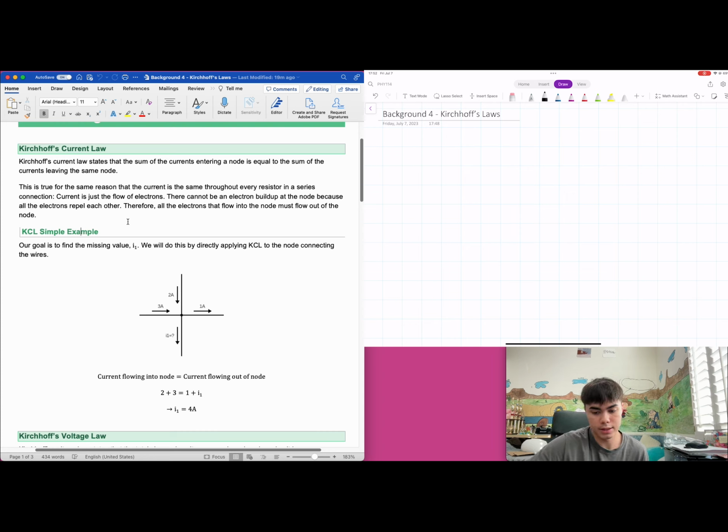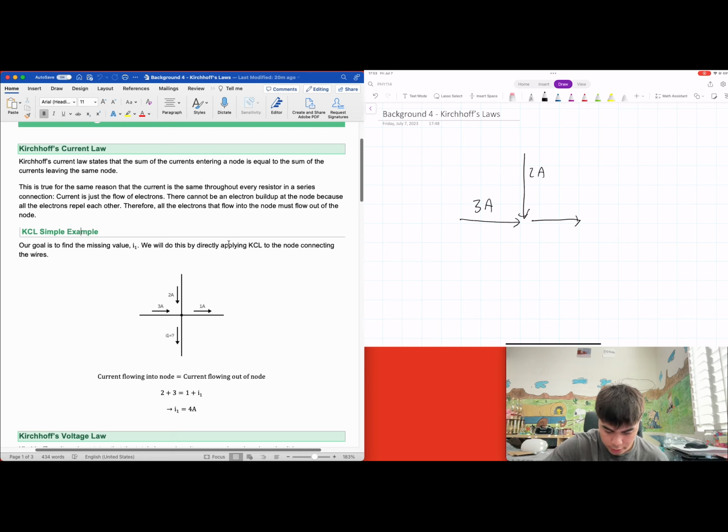This is similar to the idea before that the current is the same throughout connections in series. You can't have a buildup of electrons at a point because the electrons all repel each other. So you cannot have a buildup of electrons inside of the node at a junction. All the current that flows in, all the electrons that flow into the junction, have to also flow out of the junction.